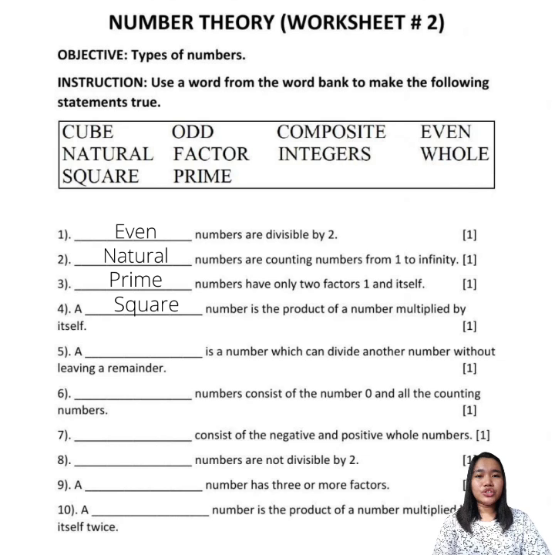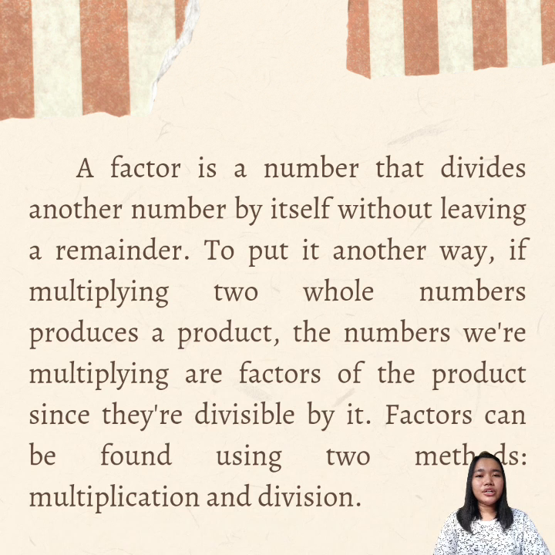Number 5 question. A blank is a number which can divide another number without leaving a remainder. The answer on this is factor, because a factor is a number that divides another number without leaving a remainder. To put it another way, if multiplying two whole numbers produces a product, the numbers we're multiplying are factors of the product since they're divisible by it. Factors can be found using 2 methods, multiplication and division.